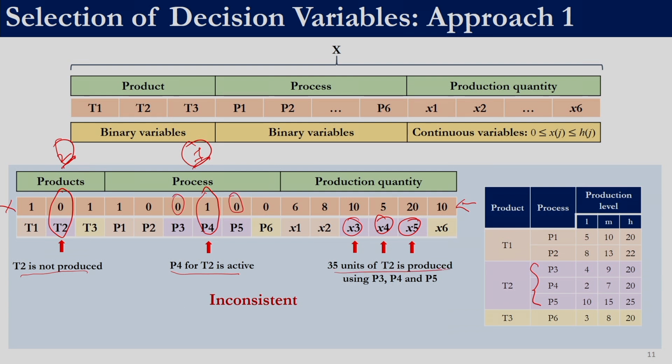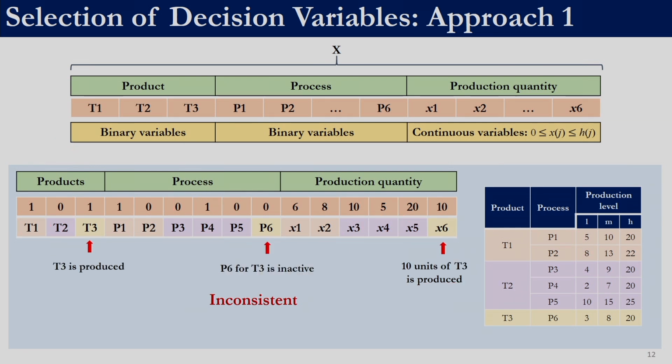Again we have a complication here: we are saying process 3 is not active, but we are producing 10 from process 3. For process 5 we are saying it is not active, but we are producing 20 from process 5. So again it leads to an inconsistent solution. Similarly, this is another example of an inconsistent solution.